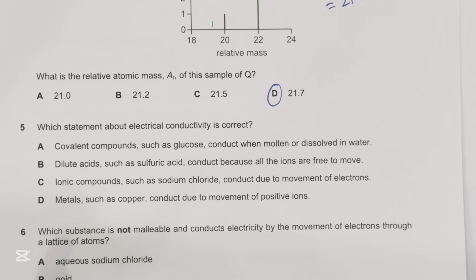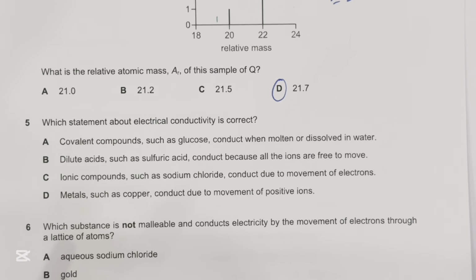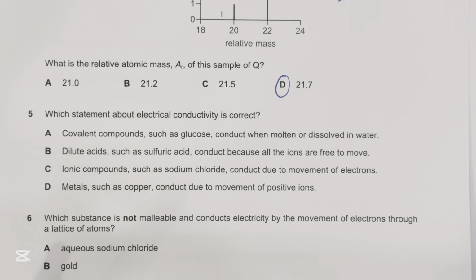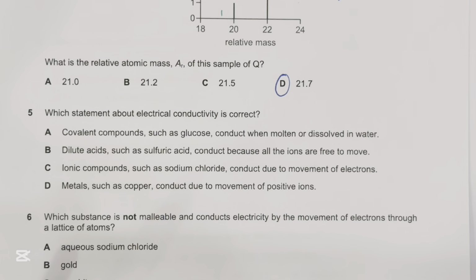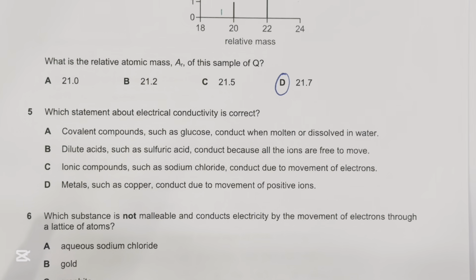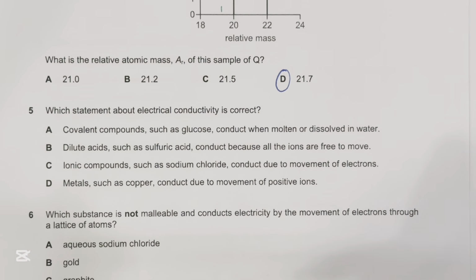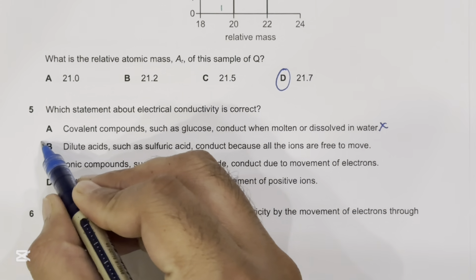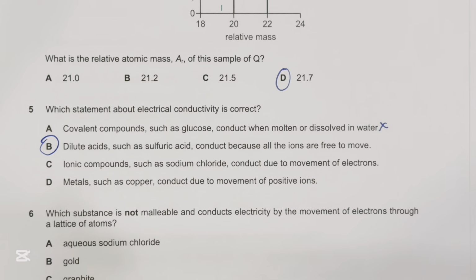Moving to question number 5. This statement about electrical conductivity is correct. Option A, covalent compounds such as glucose conduct when molten or dissolved. No, covalent compounds do not conduct, so option A is wrong. Option B, dilute acids such as sulfuric acid conduct because the ions are free to move. Yes, this is the right reason, so option B is the correct one.